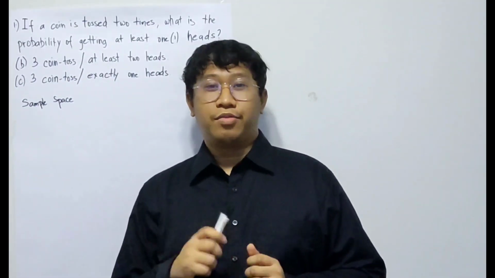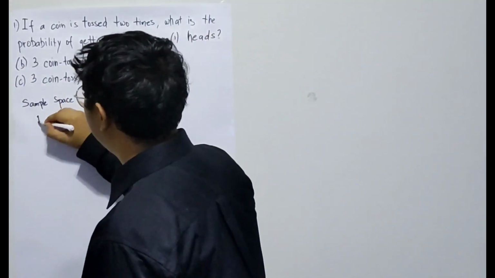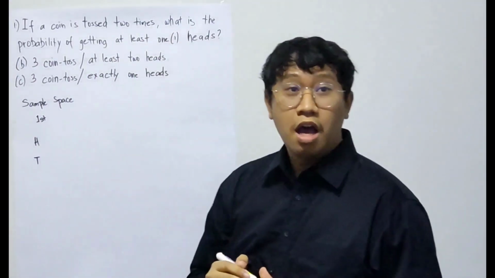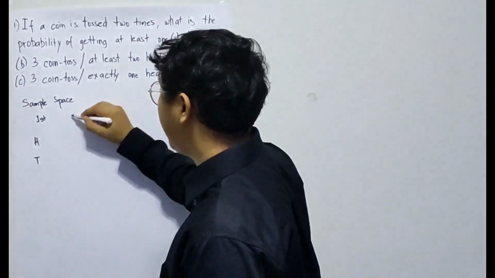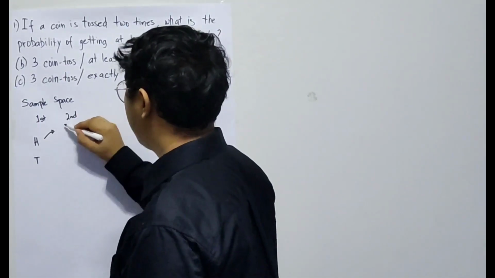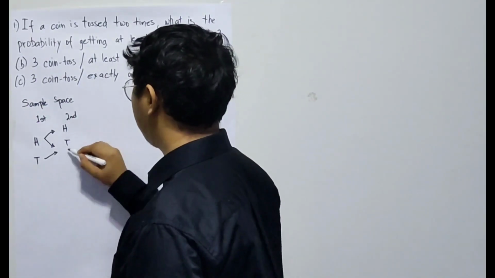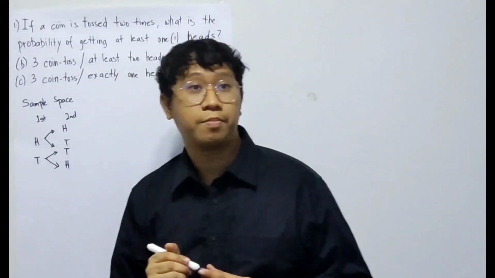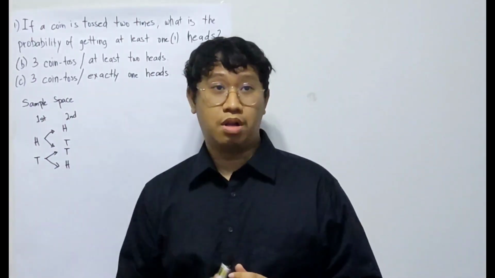For the first toss, there are only 2 possible outcomes: heads or tails. But on the second toss, the value of the possible outcomes expands. So heads, another is tails, then tails, and heads. So let's acquire the value of possible outcomes. We got 4 possible outcomes.